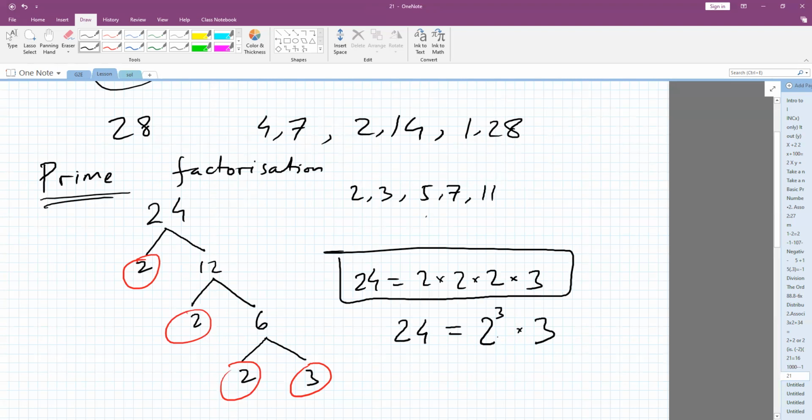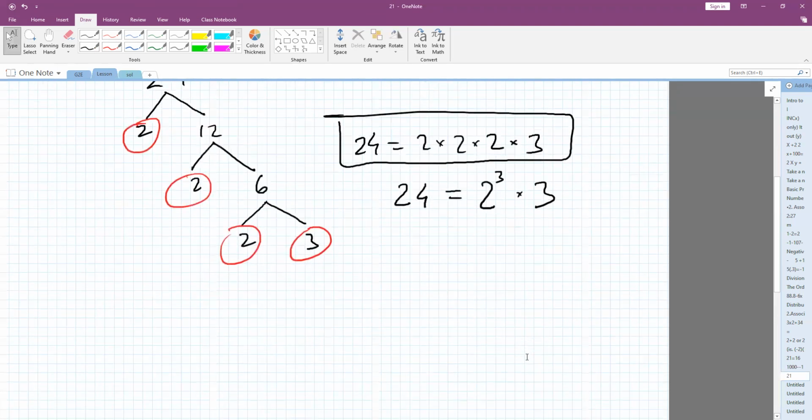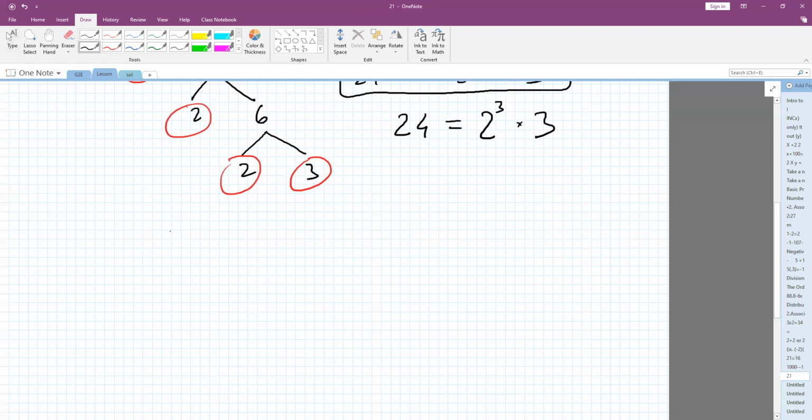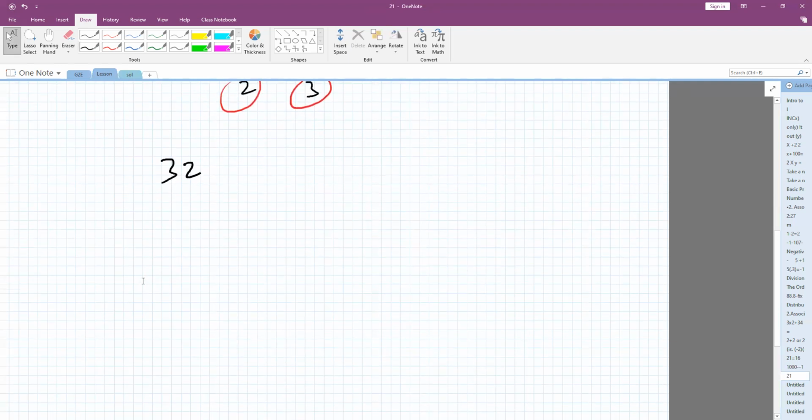Now let's do another example. Let's say I have 32. Let's do prime factorization for 32. 32 divided by 2 is 16. 16 divided by 2 is 8. 8 divided by 2 is 4. 4 divided by 2 is 2. That's the end, because this is already a prime number. If it's a prime number, we don't need to continue.